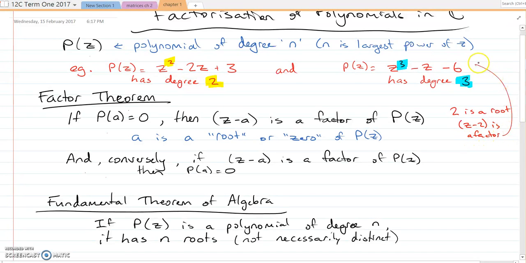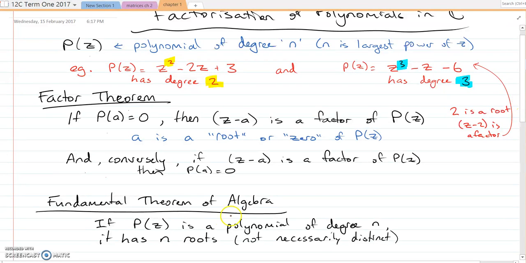of this one. Alright, and the opposite is also true. If you know that z minus some number is a factor, then when you sub that number into the function, you will get 0. Okay, so if we were given that z minus 2 is a factor here, that would tell us automatically that if we sub 2 in, we're going to get 0.